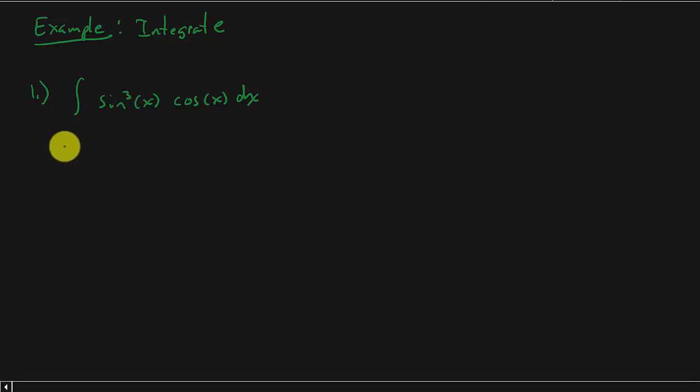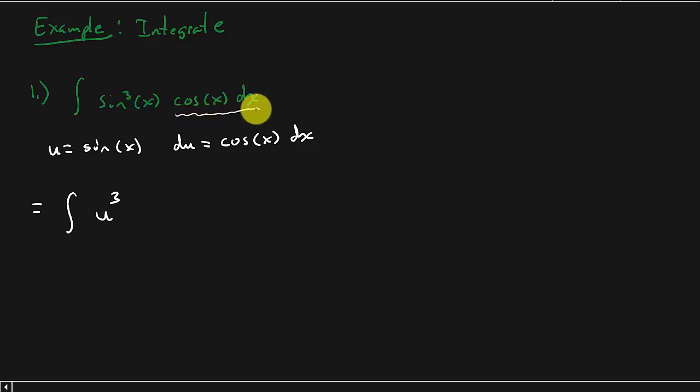And so what are we going to do? Let me change colors. We're going to let u equal sine x. So du is cosine x dx. And so what do we get? We get the integral. Now in the place of sine x, we're going to put u. So that's u to the third. And then look at this, cosine x dx, I'm going to replace that with du.